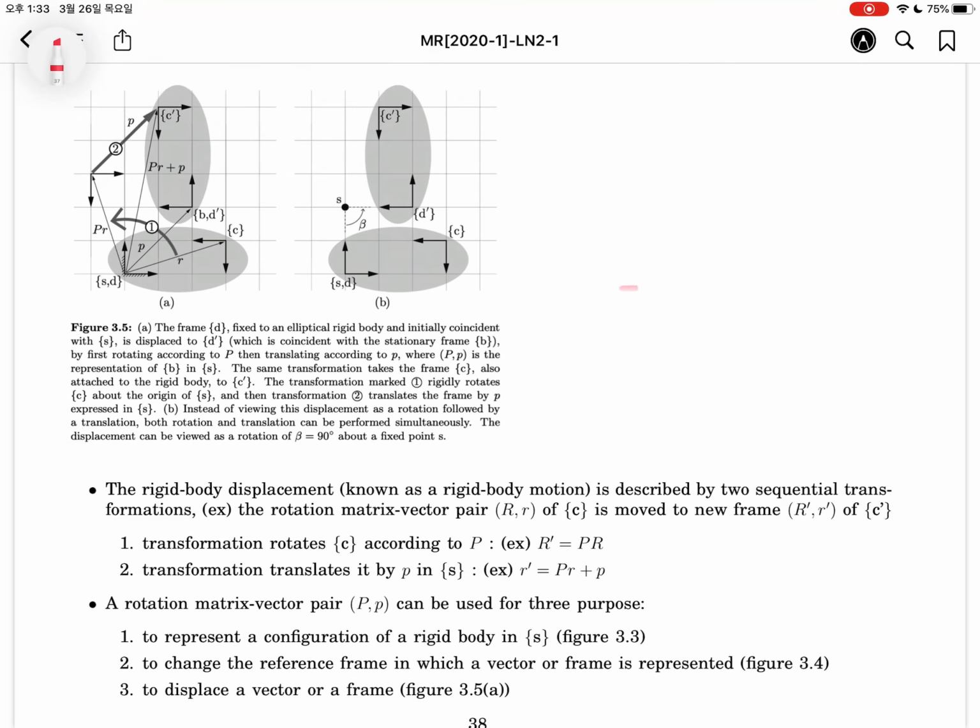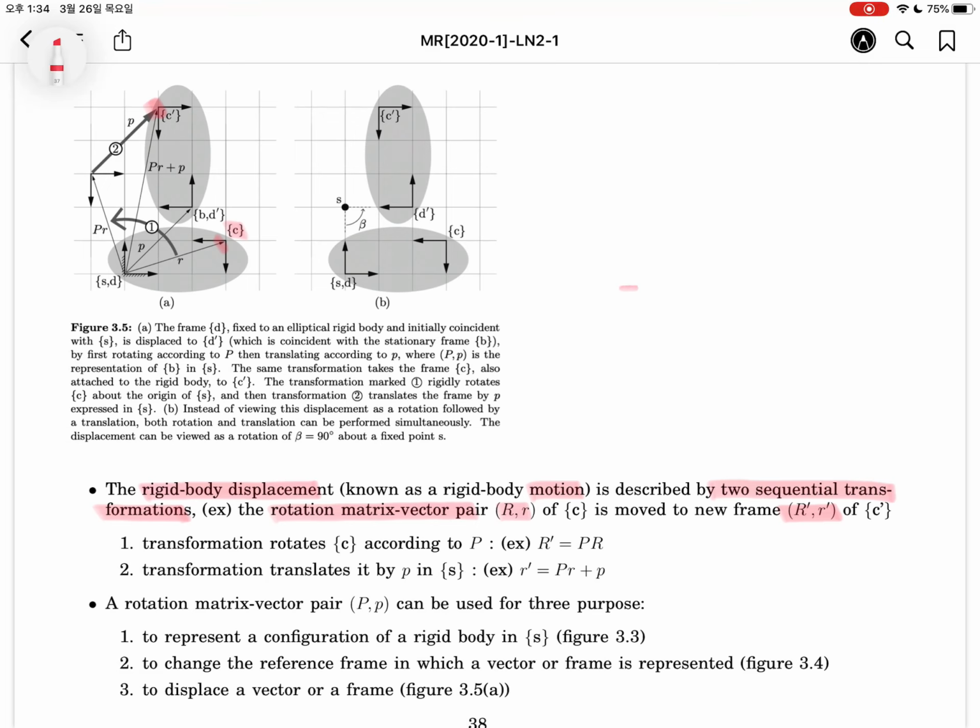Rigid body displacement, rigid body motion, is described as two sequential transformations. In the previous page, we know that the first rotation is achieved, and then the displacement of the position. So the rotation matrix vector pair R and r of the C frame is described. R and r will be moved to C prime, denoted by R prime and r prime.